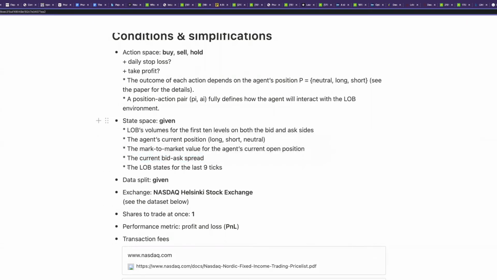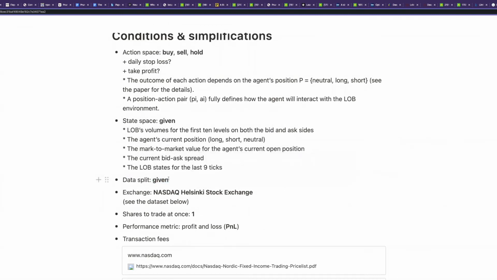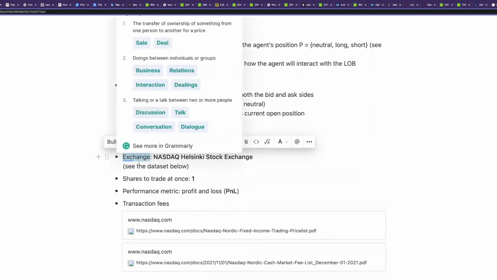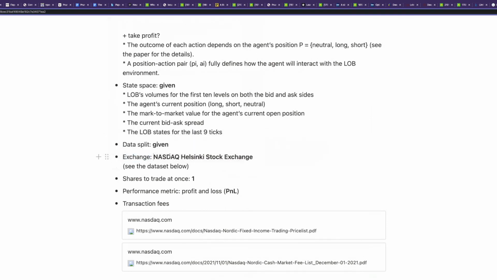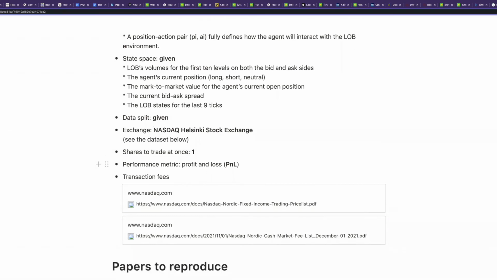Then we have states of the limit order book for the last 9 ticks. The data split, the train-test split, is given in the data set, so you will not have to bother splitting data. The exchange we will work with is the Nasdaq Helsinki Stock Exchange. Shares to trade at once: 1 share. Your core performance metric will be P&L, or profit and loss.